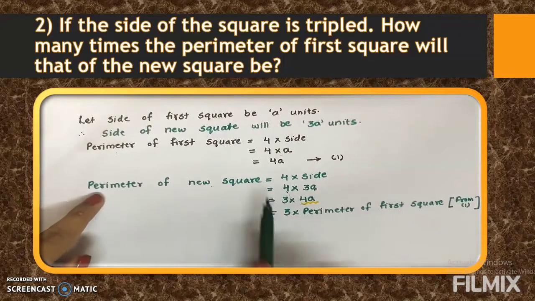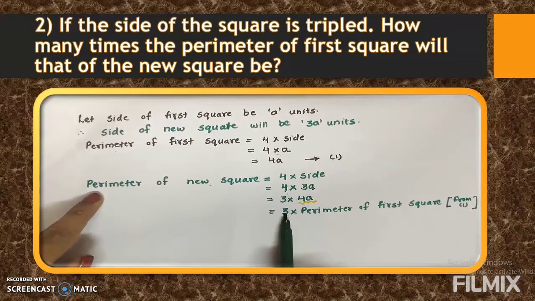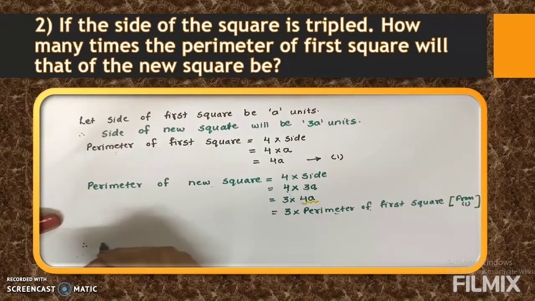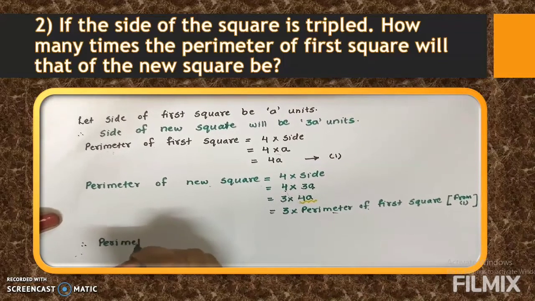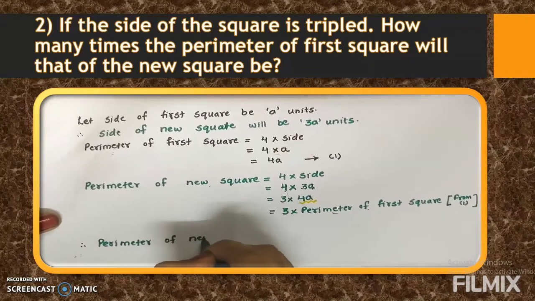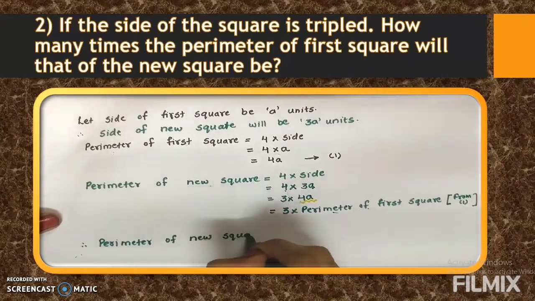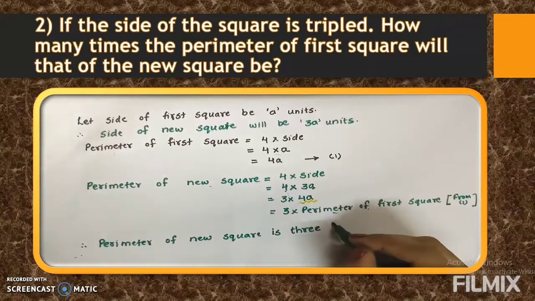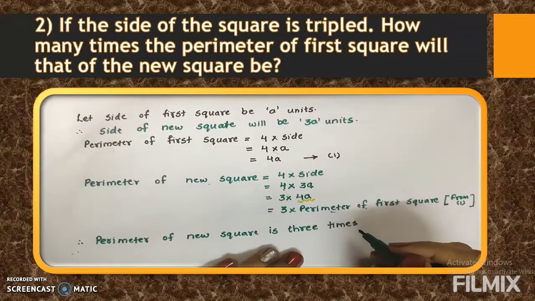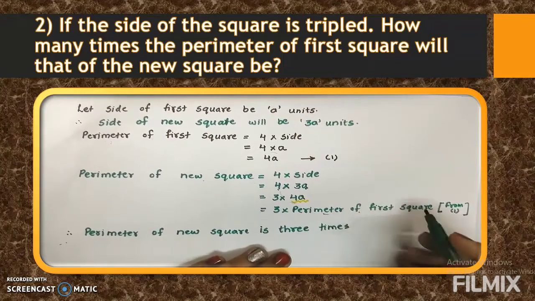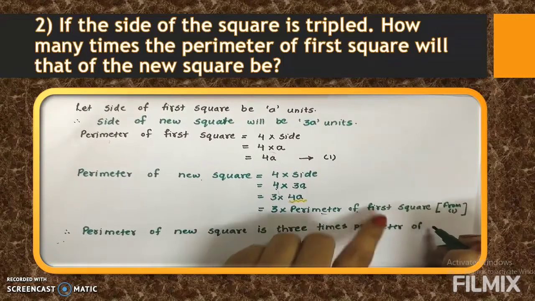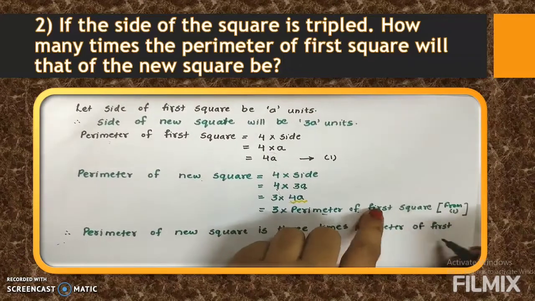So what will be our final answer? Therefore perimeter of new square is equal to 3 times the perimeter of first square. So we will write: therefore perimeter of new square is equal to 3, we will write same. If you want to write in words or figures, it's up to you. Into means times. 3 times what? 3 times perimeter of first square.